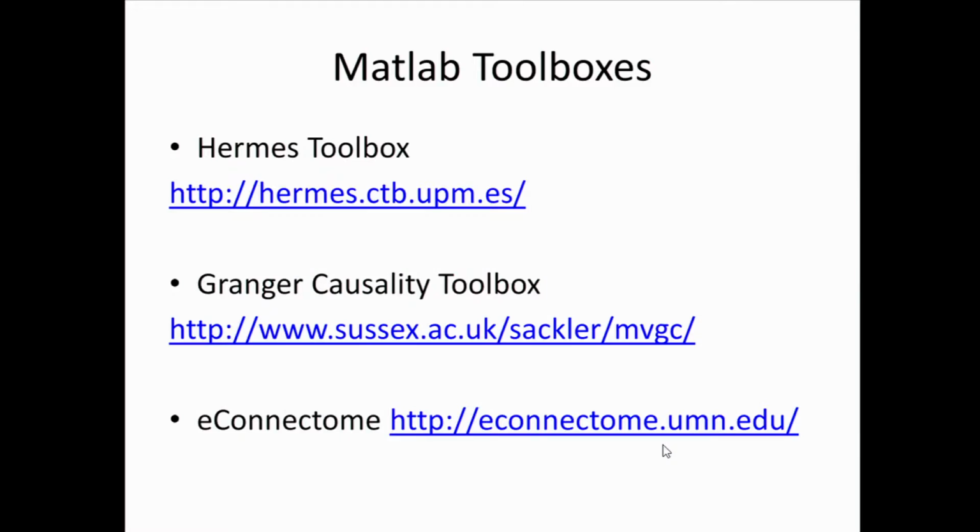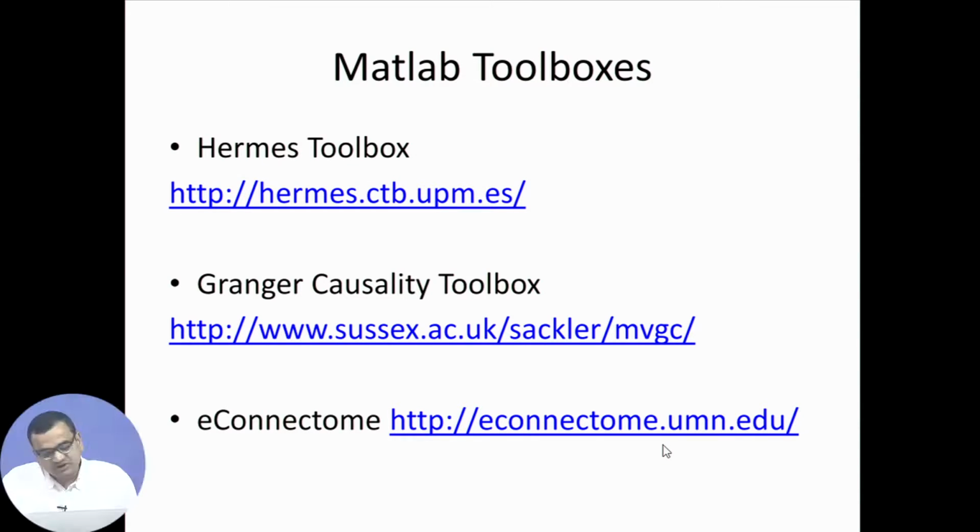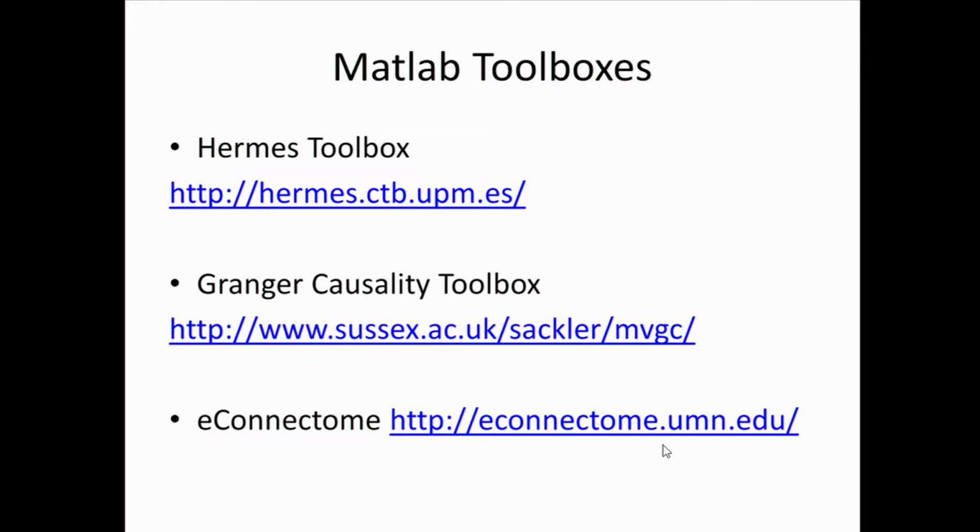There are quite a few toolboxes. I just highlighted three here, but there are more, because nowadays it's quite a fashion. Anyone who publishes a new method somehow publishes their own toolbox. These toolboxes contain, except Granger causality, which is primarily on the causality methods, both Hermes and eConnectum offer different functional connectivity measures, as well as EEGLAB and FieldTrip. They both offer the phase locking index and the phase locking value.